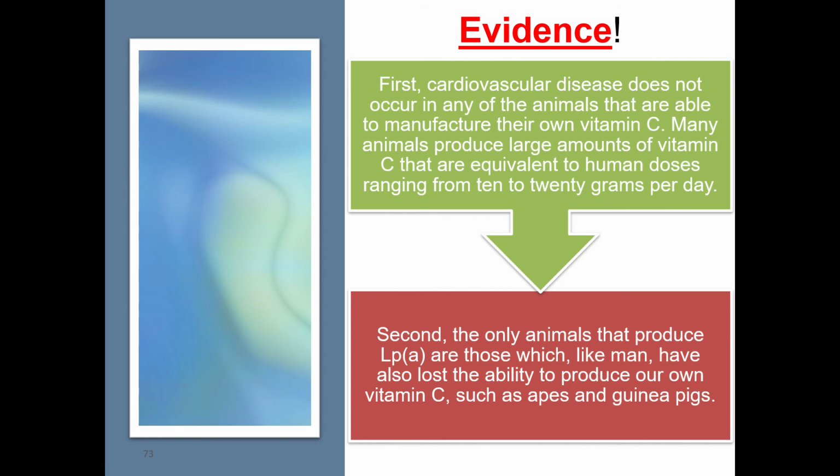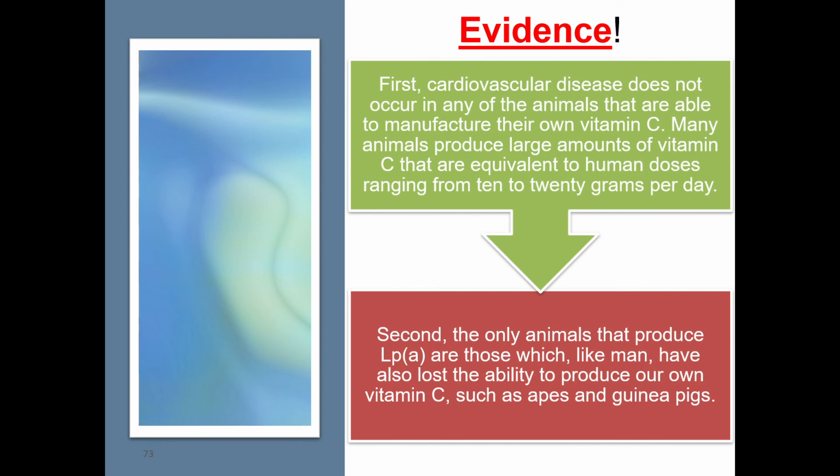So the only animals that produce LPA are those which, like us, mankind, do not produce vitamin C endogenously. Human beings do not produce vitamin C within our own body, just like apes and guinea pigs, right? So those animals, guinea pigs, apes, humans, that don't produce vitamin C are also animals that produce the LPA, which ultimately is what causes that trigger.